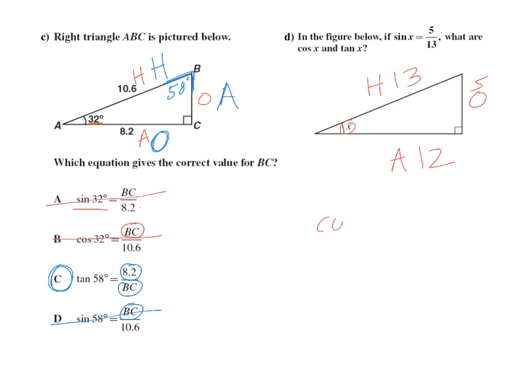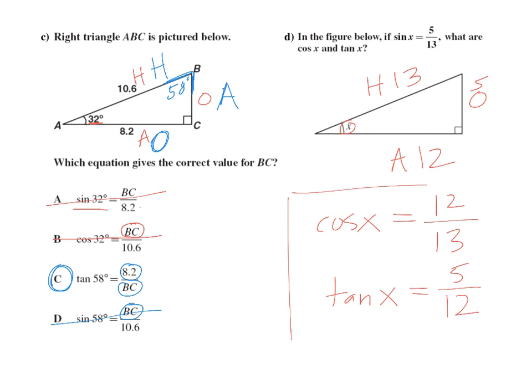Now we have cosine of x is equal to adjacent, which is 12, over the hypotenuse, which is 13. And tangent of x, which is opposite over adjacent, which is 12. All right, and now we're done.